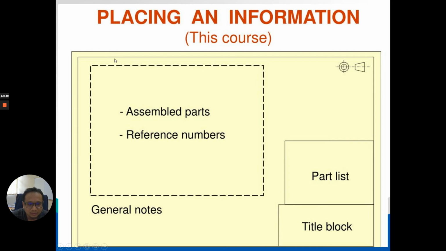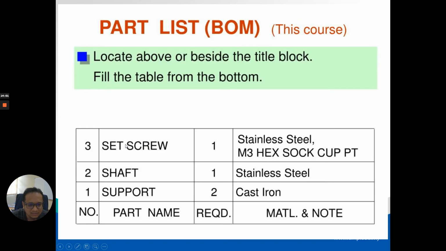So for this course, a title block, you have already understood what title block is. The part list is where you have your bill of material, and the sample parts and the reference of numbers is placed here. Okay, if you're using an A3 size paper, this should be the information you should have in your paper size.